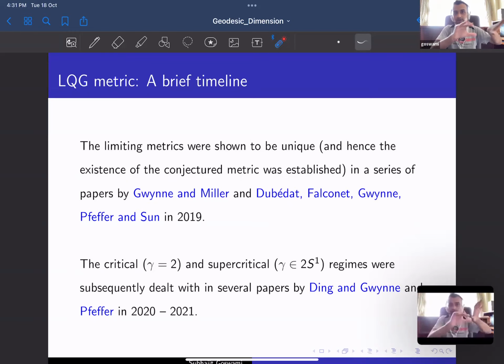The second part, and all of these are contents of different, long, difficult papers, is that you show, which has nothing to do with this approximation, that these axioms uniquely characterize a metric. Combining these two, you get the existence of a limiting metric along with some interesting properties. This was for gamma in the subcritical regime, where the metric that you get is essentially bi-Lipschitz equivalent to the Euclidean metric.